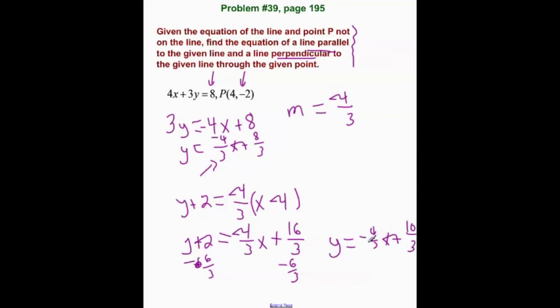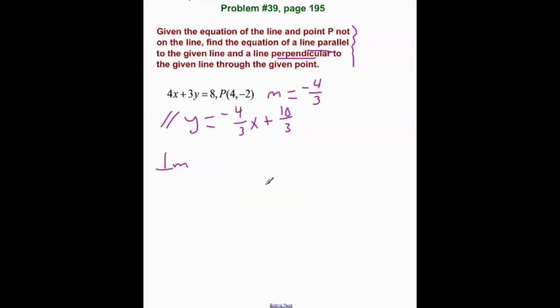Okay, let's find the perpendicular. Well, the perpendicular slope is this. We're just going to take our regular slope and flip it. Change the sign. It's the opposite reciprocal. So we do the same thing. We're going to have y plus 2 is equal to 3 over 4 times x minus 4.